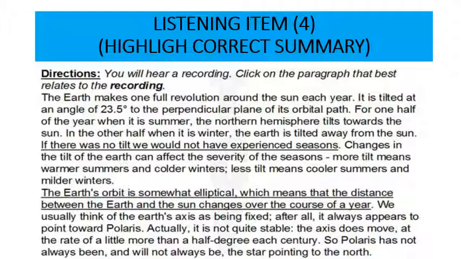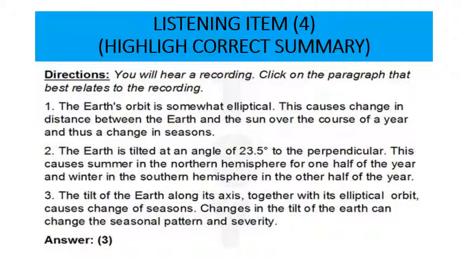You will see that the first half of the text is all about the effect of Earth's tilt, and the second half about the effect of the elliptical orbit on seasons. Options 1 and 2 are easy to eliminate. One does not talk about the tilt and the other does not talk about the elliptical part of the orbit.